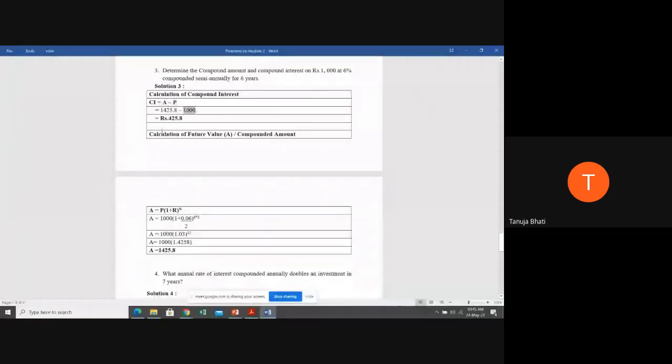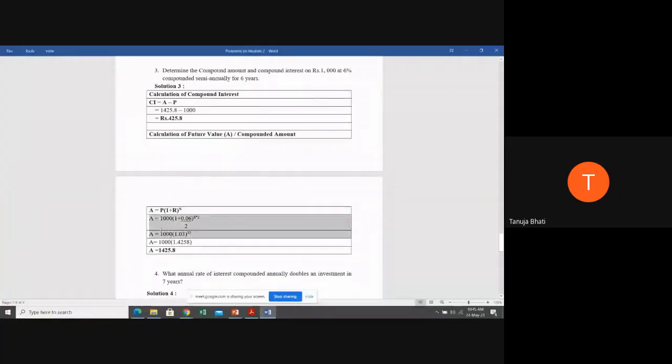So then next, write calculation of future value or compounded value. So your formula is A is equal to P in the bracket 1 plus R raised to N. Since it is given semi-annually, you are going to divide R by 2 and multiply N by 2. So you're just substituting the figures in the formula, 1000 in the bracket 1.03 raised to 12.